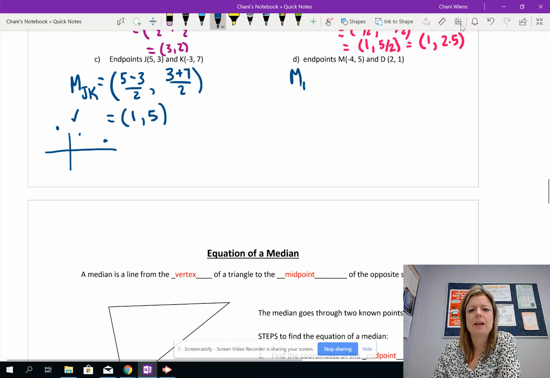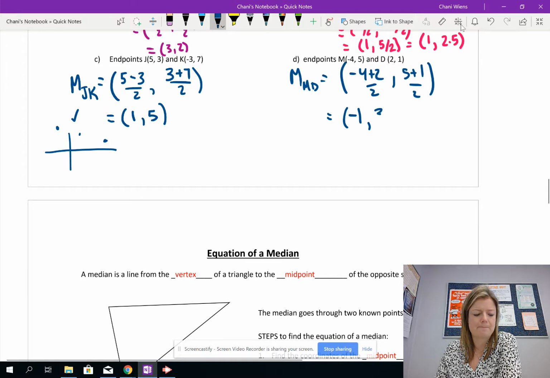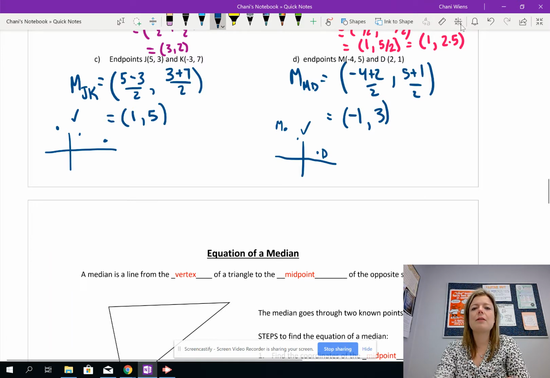So the midpoint of MD is minus 4 plus 2 over 2, 5 plus 1 over 2. You get negative 1 and 3, right? Negative 4 plus 2 is negative 2, divided by 2 is negative 1, etc. So again, quick little visual. M is at negative 4, 5. D is at 2, 1. And the midpoint is at negative 1, 3. Yes, that looks right. Okay, so now, so far, hopefully you're like, man, this new unit is easy.